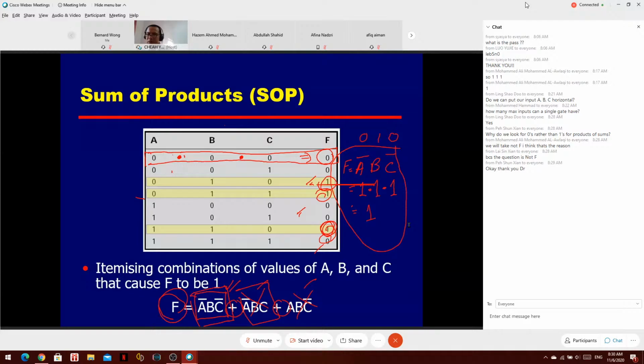We will take not F. I think that's the reason. Yes, we're taking the not F. So after that, we convert to F.